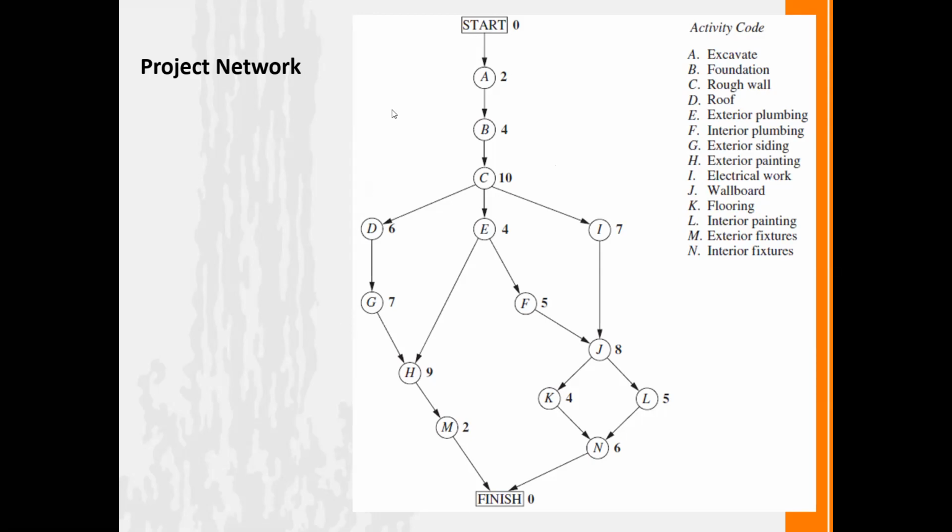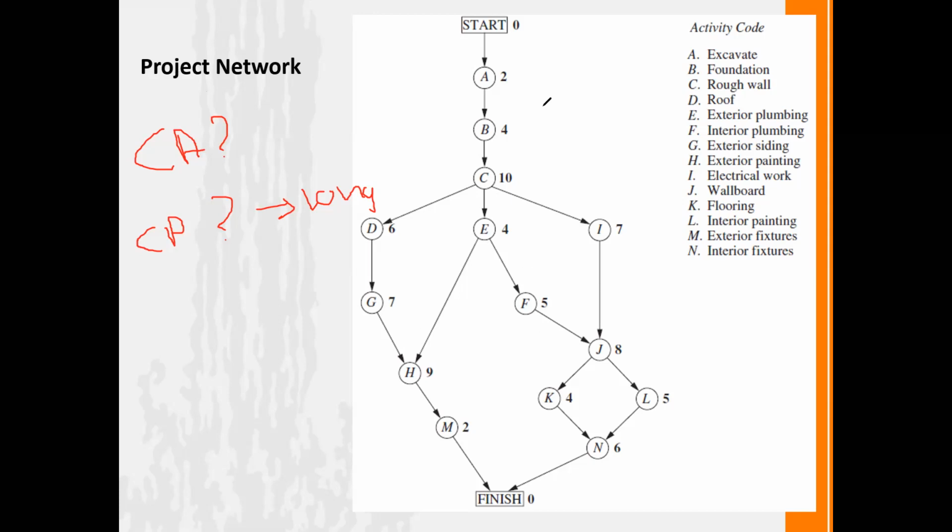So once you have identified the network, what is your next task? You have to find out what the critical activities are and what the critical path is. These are the two questions we need to find out first. Why? Because critical activities are fixed activities and the critical path is our longest path. So first identify the longest path, or the maximum weeks we are consuming to complete this project.